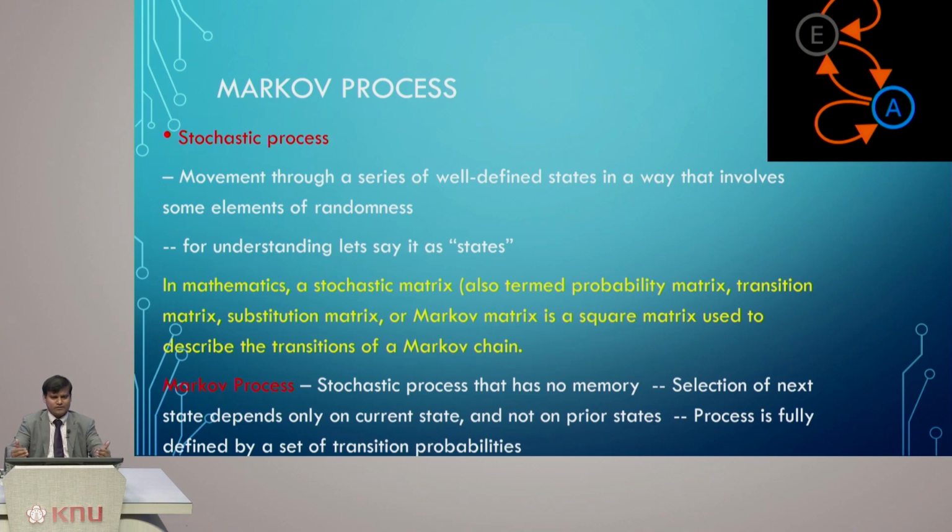So as in the case of mathematics, this stochastic process and this Markov process, especially with regards to the Markov process, we don't have this memory. So the selection of the next state depends only on the current state, not on the prior state. So this process is defined and can be realized using something called transition probability.